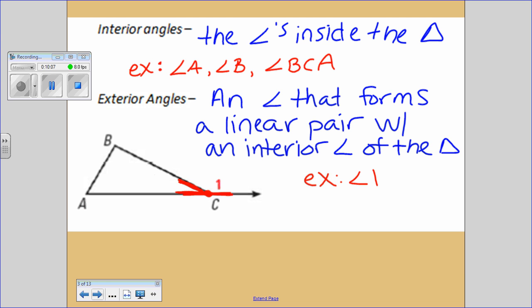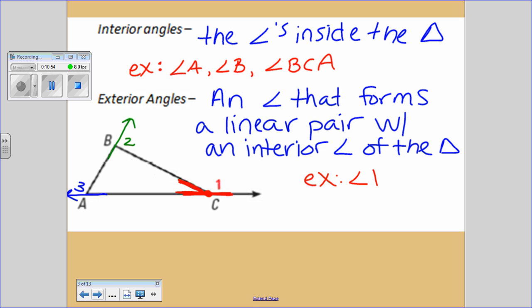Now, if I would like to make an exterior angle for angle B, I would just extend it at angle B. I could call it angle 2. That would be the exterior angle. And then if I want to make an exterior angle for angle A, I can extend that side to make a linear pair. I could call that angle 3. So how many exterior angles does any one triangle have?